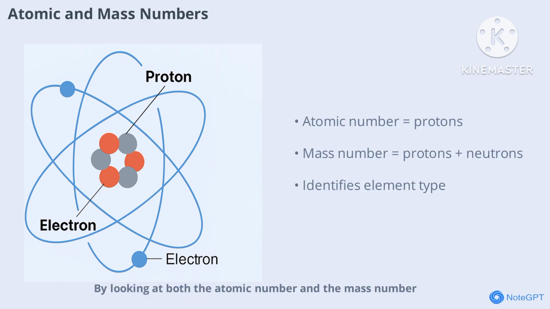By looking at both the atomic number and the mass number, we can identify and distinguish between different elements and even different forms of the same element, called isotopes. These numbers are often written alongside the element symbol, with the mass number as a superscript and the atomic number as a subscript. This notation helps scientists quickly understand the composition of an atom at a glance.